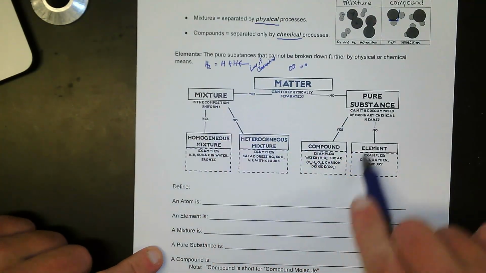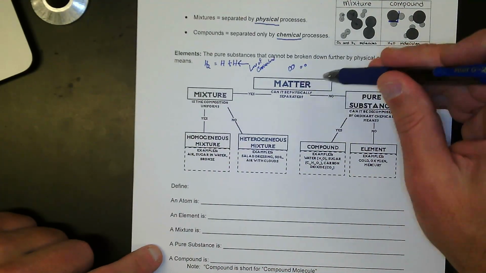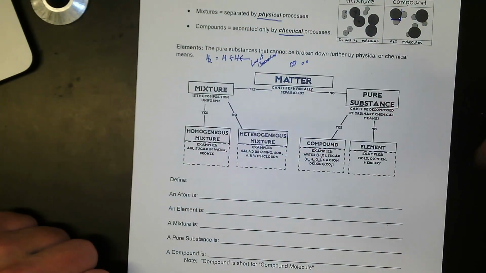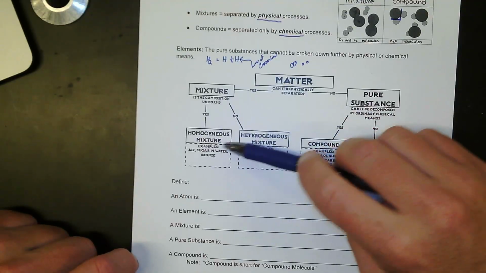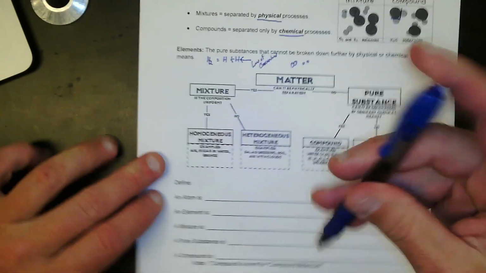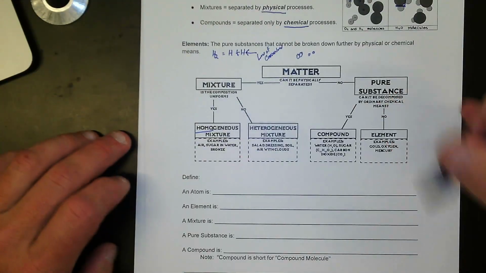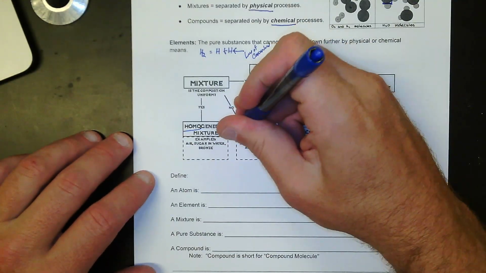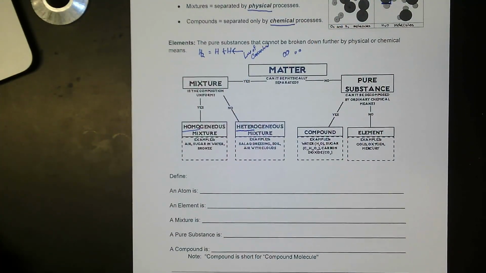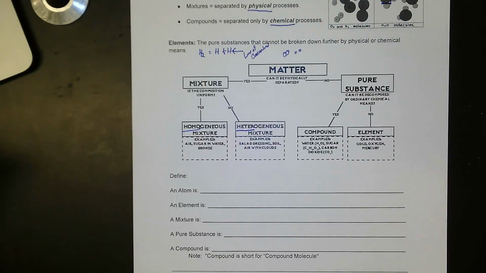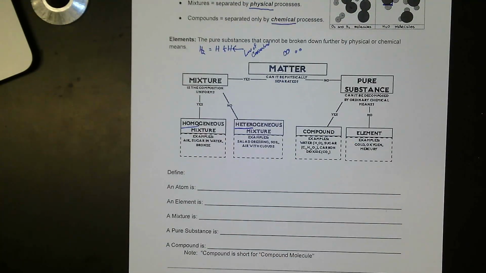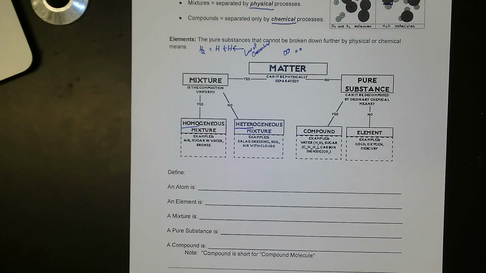So be familiar with this graph, with this flow chart. Matter can be separated. Yes, it's a mixture. No, it's a pure substance. Mixtures, furthermore, if it is all looking the same, it's homogeneous. If you can tell the parts are different, heterogeneous. If you can tell what the parts are, like Italian salad dressing, you can see it's different. Soil, you can see rocks, you can see dirt, you might see a worm. You can tell it's different, then it's heterogeneous.